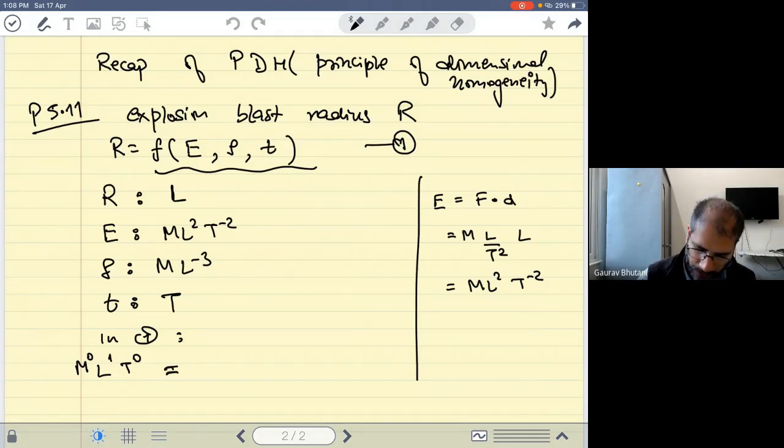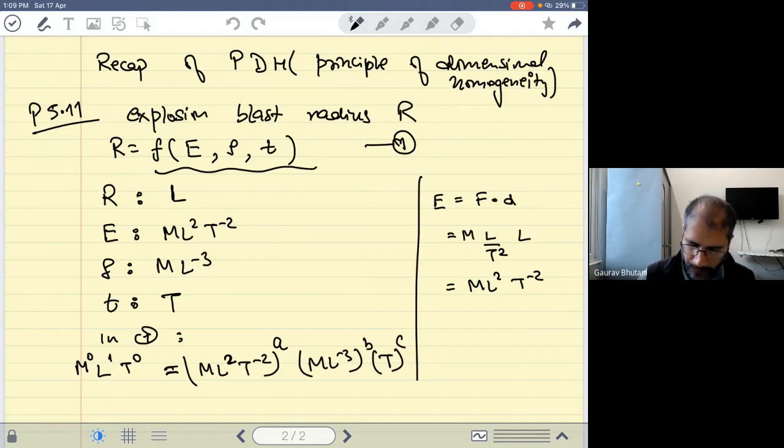And then energy is m L^2 t^-2, and let's say the coefficient of energy is a, and then the density is m L^-3, so density to the power of b, and t to the power of c. So what we'll get is a system of 3 equations for the unknowns a, b, and c.